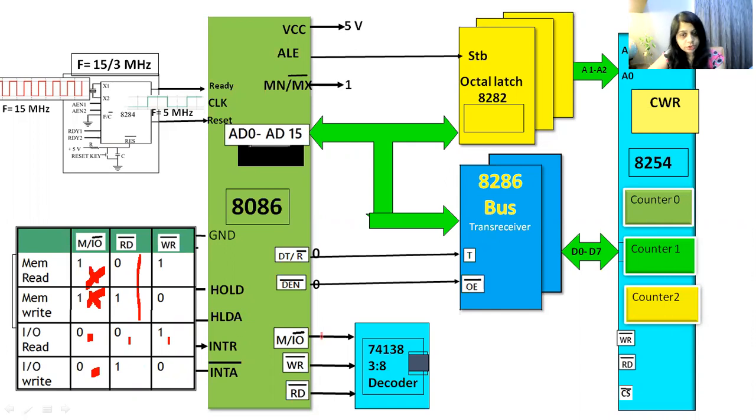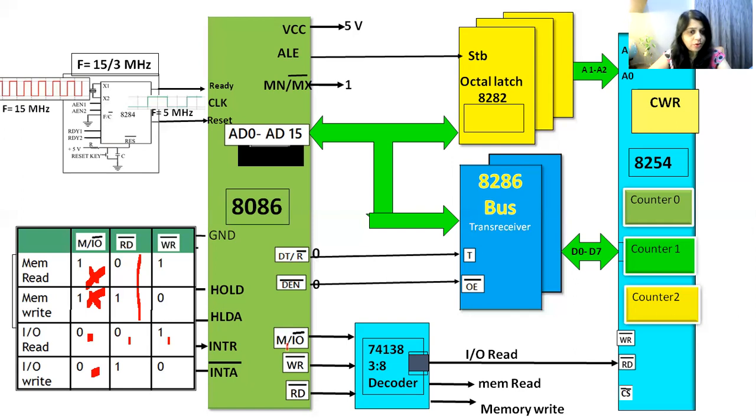Okay. So based on the status of these three pins, memory/IO bar, write bar and read bar, it generates different signals: memory read, memory write, input output read and input output write. So input output write is connected to the write bar pin of 8254, and input output read, which is the output of the 3:8 decoder, is connected to the read bar pin of 8254.